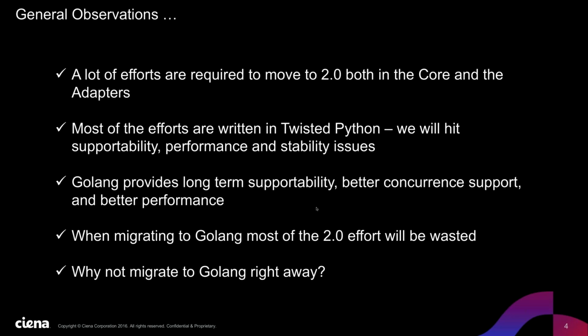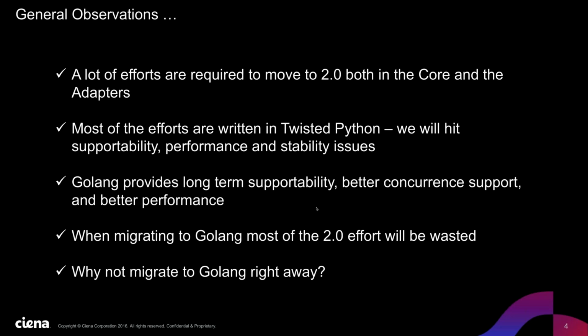Even if I try to encapsulate the changes to the minimum possible, there will still be a lot of changes required in the core. And eventually, because everything is written in Twisted Python, we will hit some supportability issues later on, and some performance and stability issues. Most of it is because of the set of libraries that we are limited to when we use Twisted Python. For example, at this time, there's only one Twisted library for Kafka. That's it. There's no other choice.